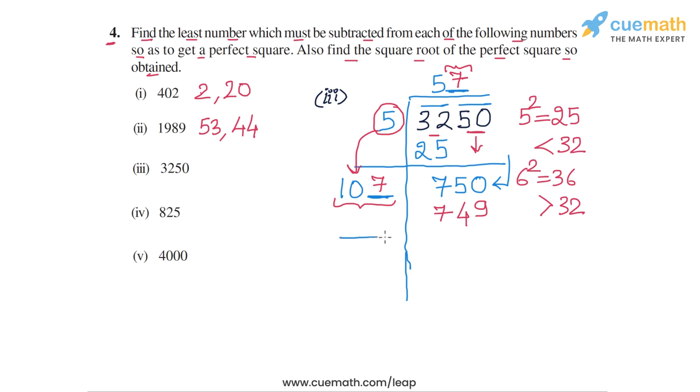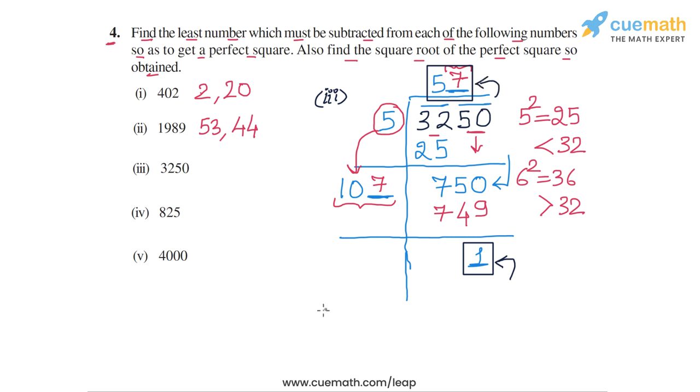Okay, and now if you subtract, you get a remainder of 1. And because no more digits are left in the original number, the division stops at this stage, and you obtain a quotient of 57 and a remainder of 1. And we see that the reason 3250 is not a perfect square is because we are getting this remainder of 1. So if we take away this remainder of 1, we will get a perfect square, and the square root of that perfect square will be 57.